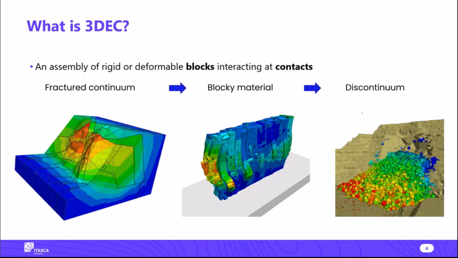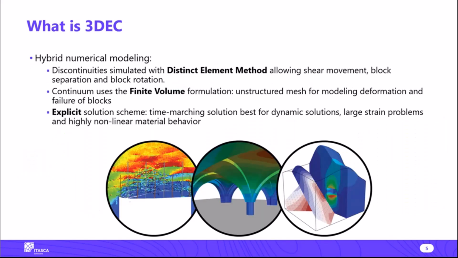So what I'm showing on this slide here is you can see the left is maybe something that's more like a continuum with a bunch of joints in it. You move towards the middle, you've got something that's more like a blocky system. And then you move towards the right, and it's something that's a true discontinuum with a large strain problem and pieces moving relative to each other. So we can cover this whole range of behaviors with 3DEC.